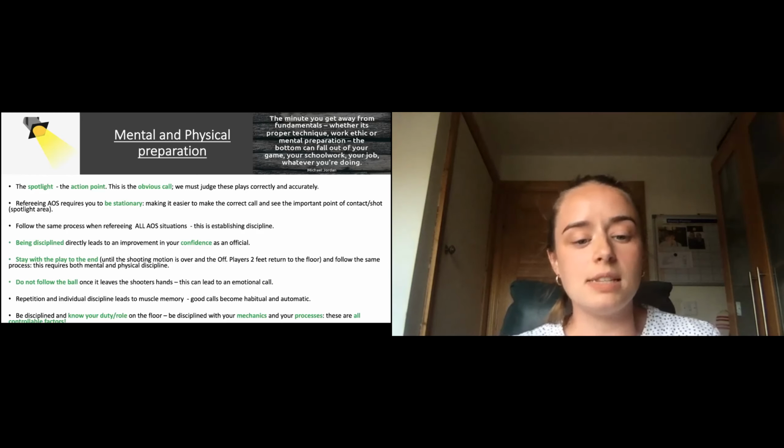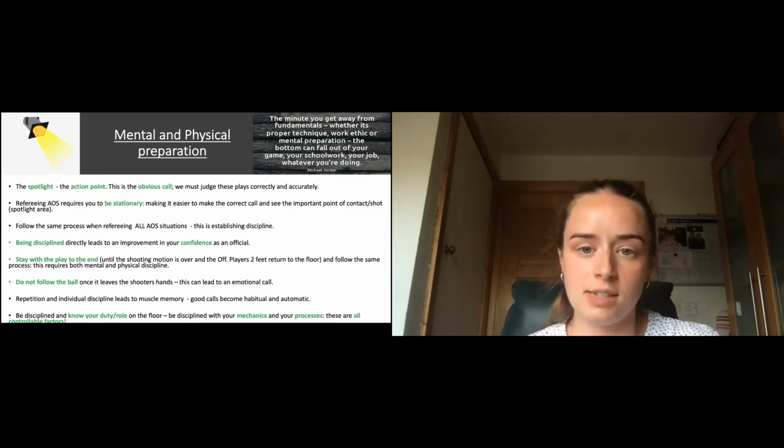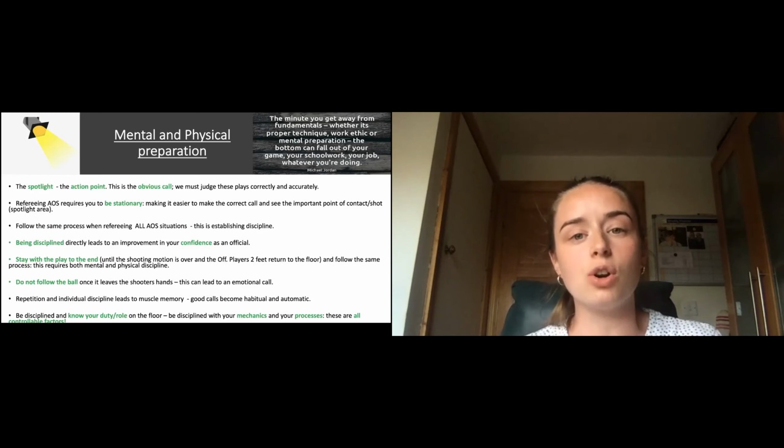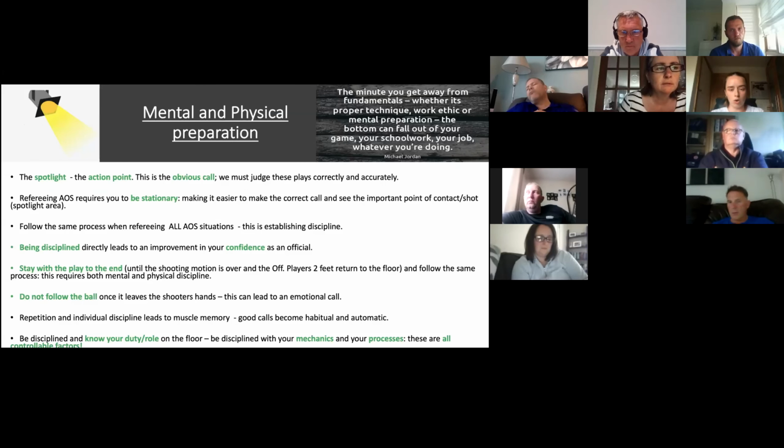Lastly, we need to be disciplined and know your duty and know your role on the floor. Be disciplined with your mechanics and your processes. So your 0, 1, 2, 3, your 5 Bs, your IOTs, these are all controllable factors. These are things that we individually can work on, we can improve upon, and we can control within a game of basketball. There are a lot of factors that we cannot control, things outside of our control. However, these are things that we can do correctly and it is within our control. So we have an obligation to work to do these and to make ourselves better.